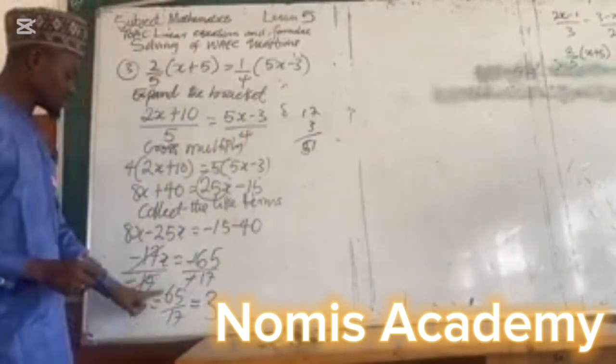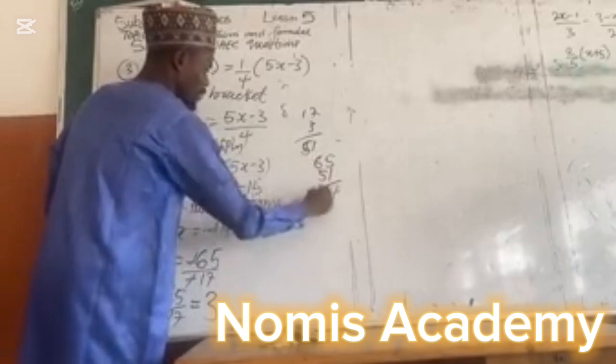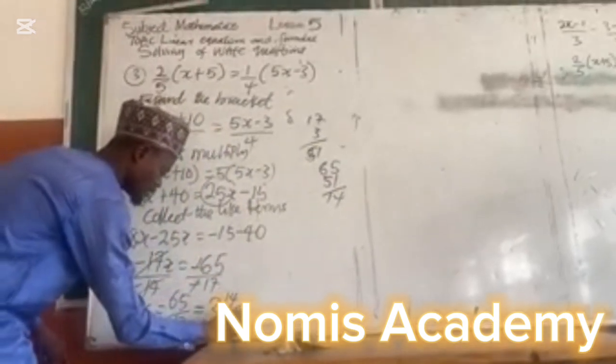What is the remainder here? We have to subtract 65 minus 51, which is 14, which means we have 3 whole number and 14 all over 17. Thank you.